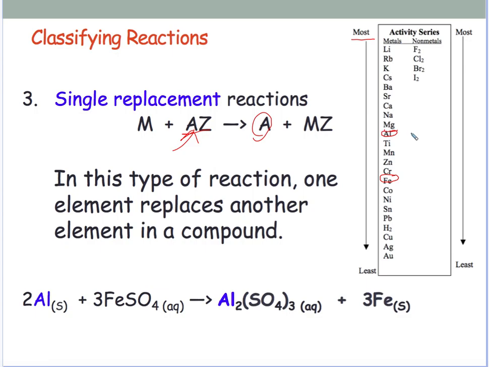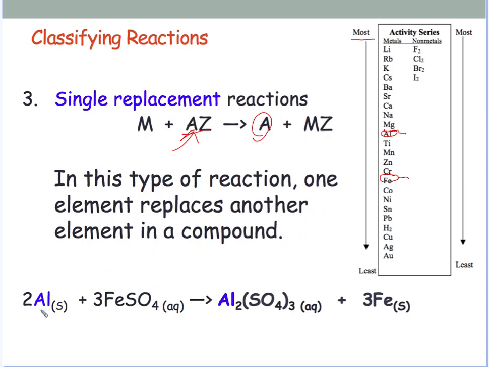However, if you're using whatever it is, let's say you're playing your Xbox or your PlayStation 5, or PlayStation whatever number we're up to now, and they want to play, they come in and they kick you out because they're bigger. Hey, elements work the same way. Because aluminum is higher than iron on the list, it's going to be more reactive. It's going to kick out the iron from this bond.